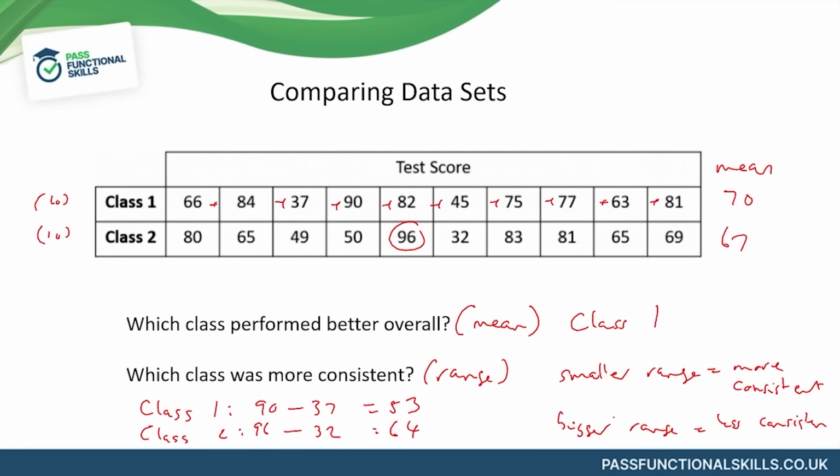Okay, so we want to work out which was more consistent. Well, that's going to be the class with the smaller range, so that is therefore class 1. And again, it's worth stating because the range is smaller than class 2, and it might be worth writing in what the ranges are, just to guarantee that you're scooping up all the appropriate marks.